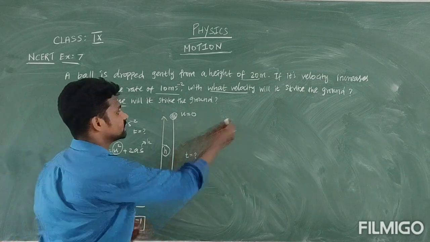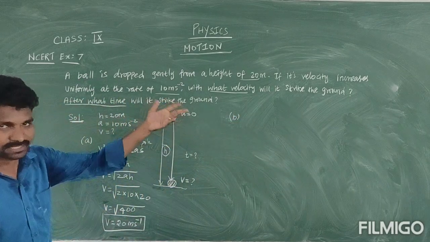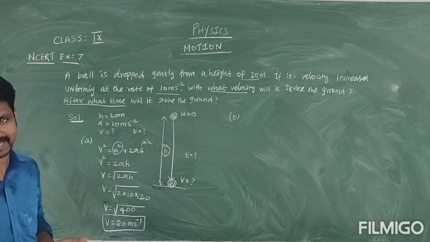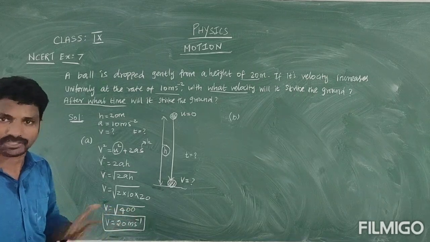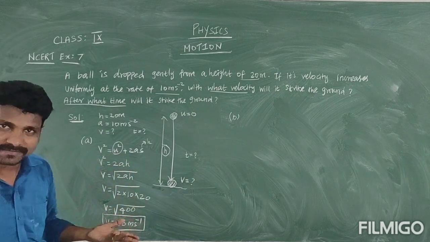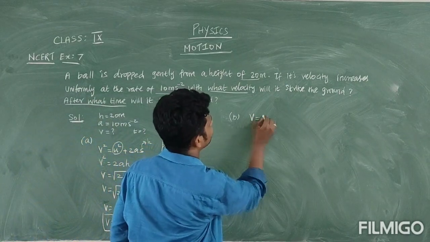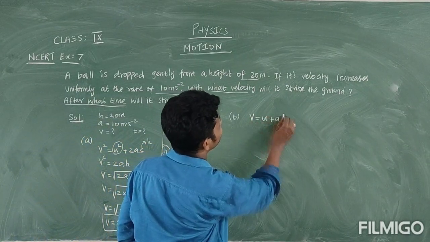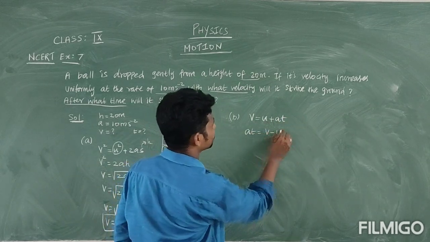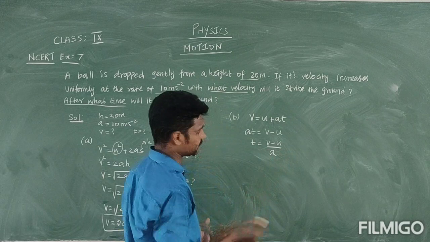Next, question B, to calculate the time. The initial velocity is 0. Since the initial velocity, final velocity and acceleration are known, the time is asked. We can calculate the time in two ways: s is equal to ut plus half at squared, or v is equal to u plus at. I can use v is equal to u plus at. Therefore at is equal to v minus u, so t is equal to (v minus u) divided by a.